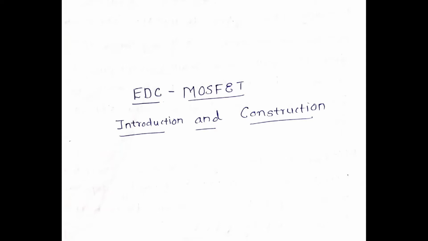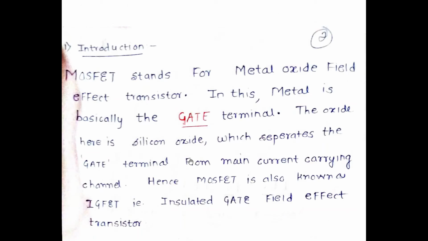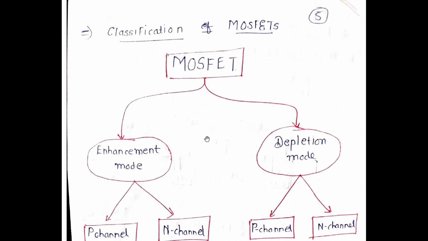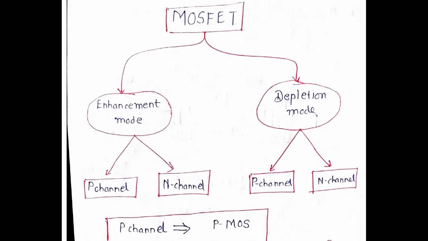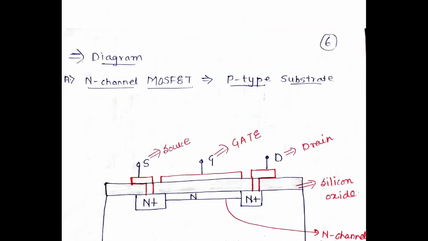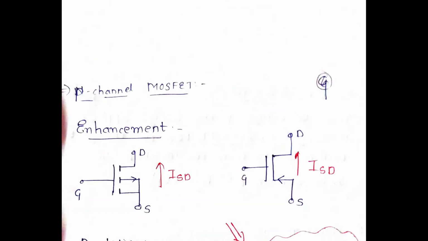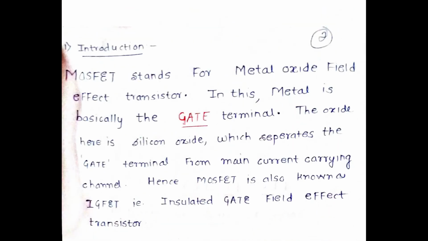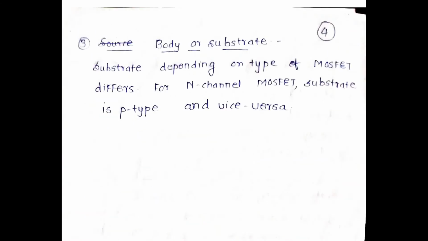So let's begin with today's concept. We'll be talking today about what is MOSFET basically. What are the terminals in MOSFET, like gate, drain, source and body. What is the classification of MOSFET in terms of enhancement and depletion. And then we have the diagrams. Okay, so today we won't be talking of the diagrams as such. We'll be talking today basically of the introduction, the construction and the classification of MOSFET.